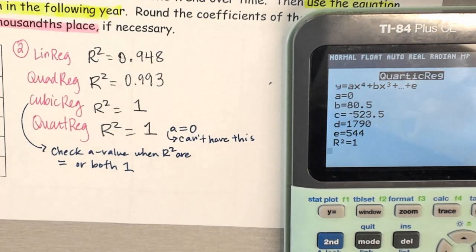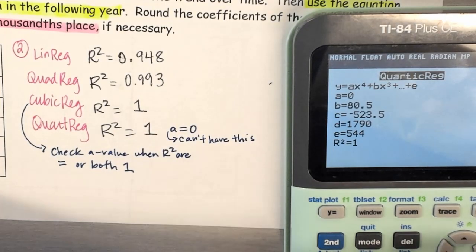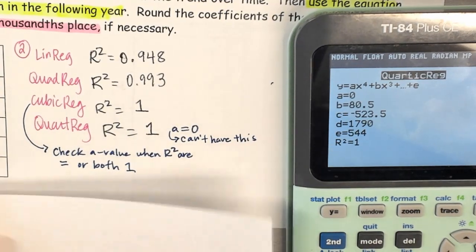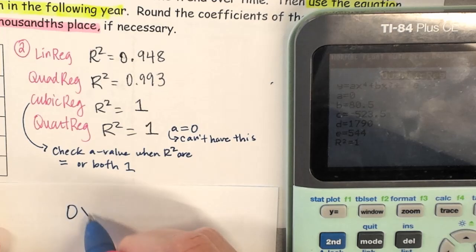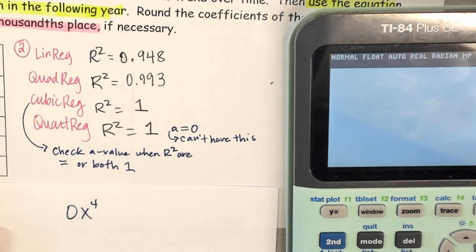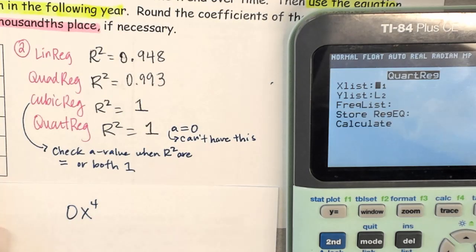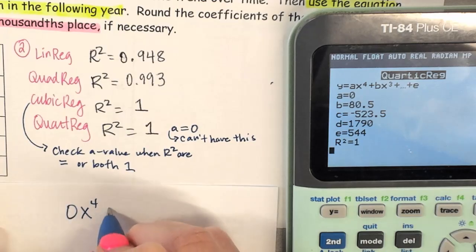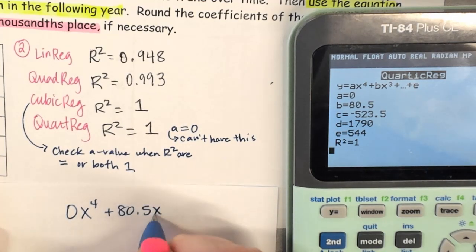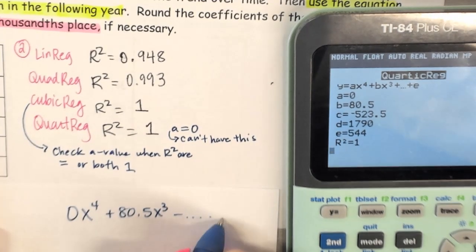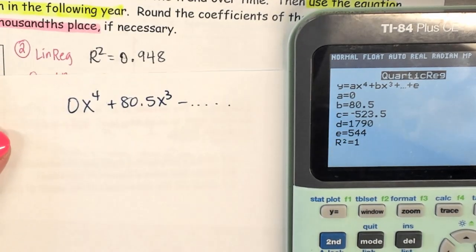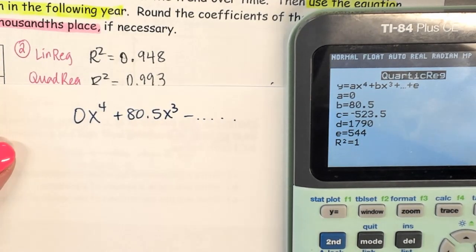This is a quartic function. If my A value is 0, wouldn't that make this equation 0x to the 4th? Wouldn't that make it 0x to the 4th plus 80.5x cubed minus ... What is 0 times x to the 4th?